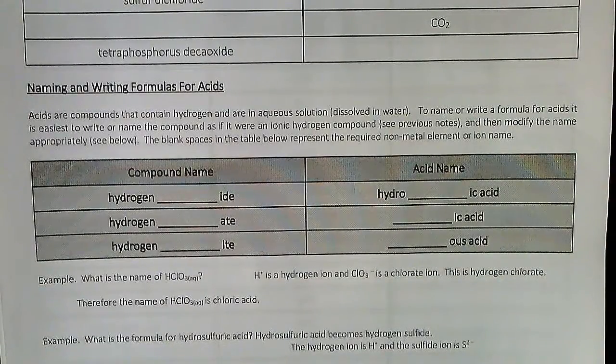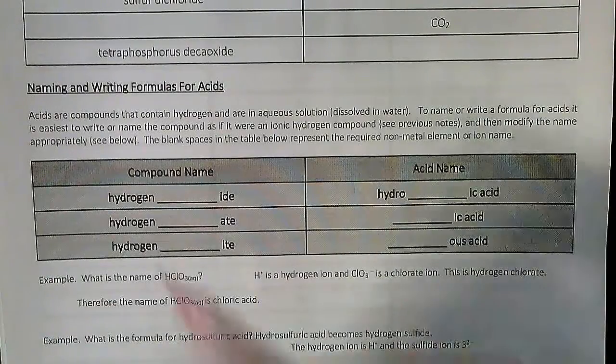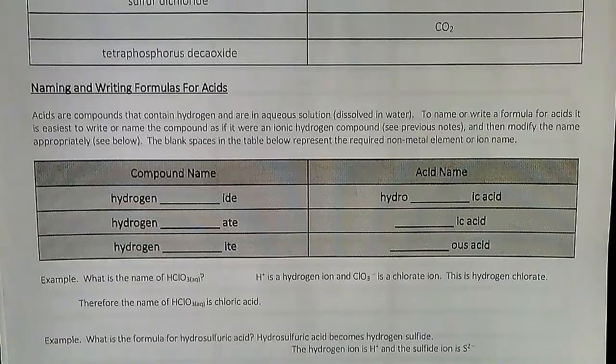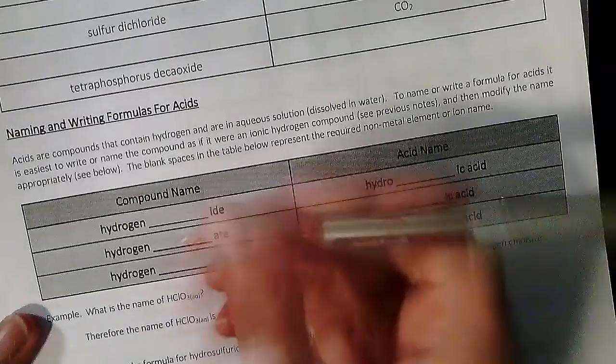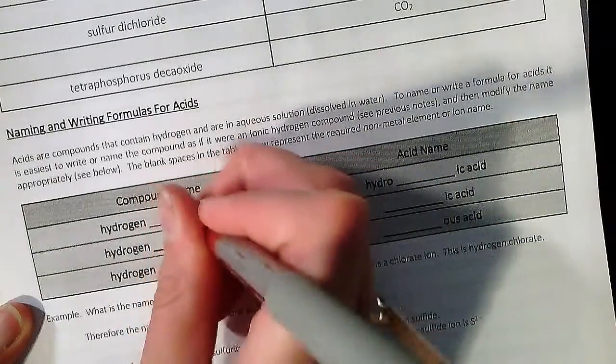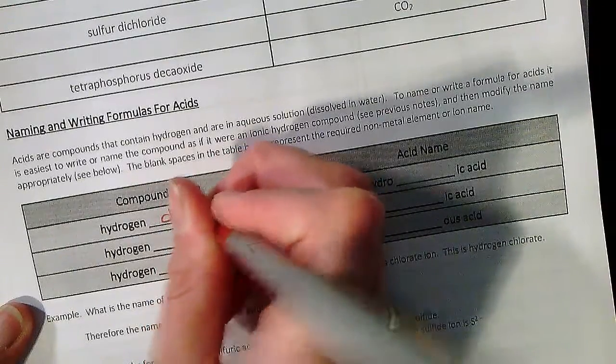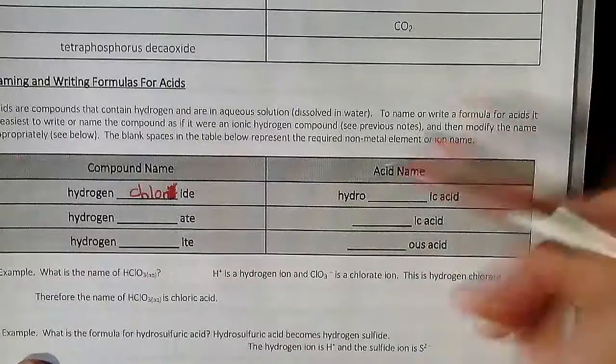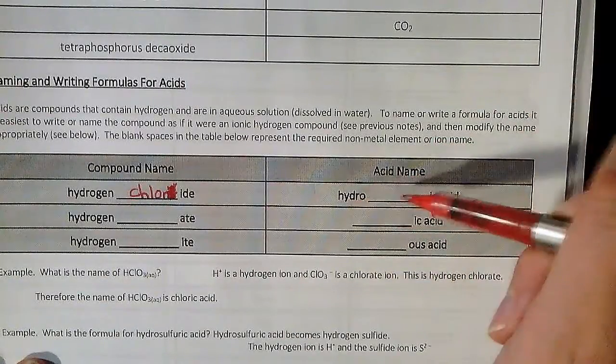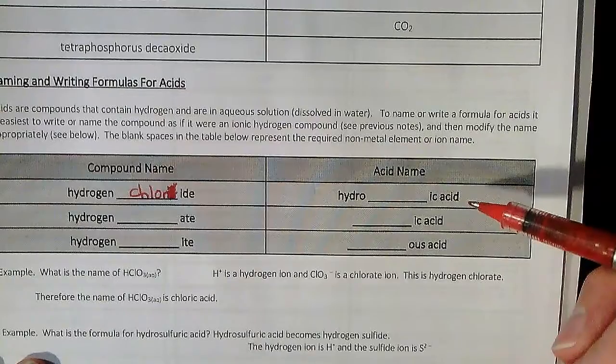So what you're going to do when you are naming an acid is you need to start with the name that it would have as a molecular compound. So, for example, if I had hydrogen chloride, then my acid would end up being hydrochloric acid.